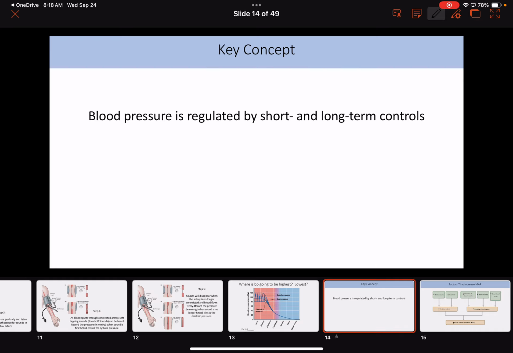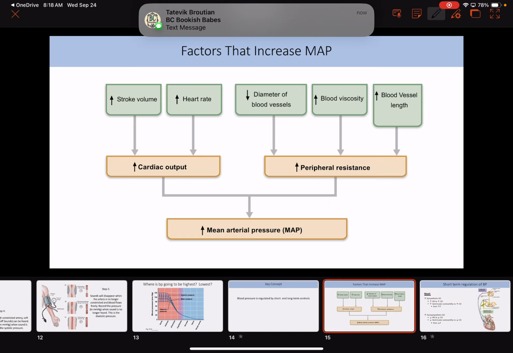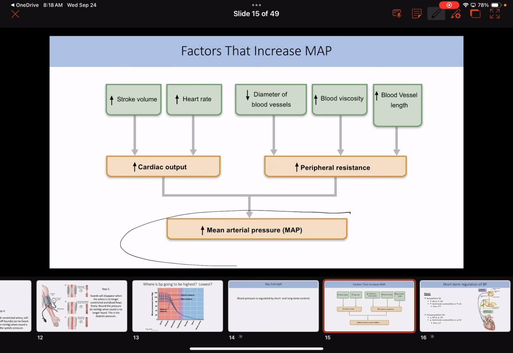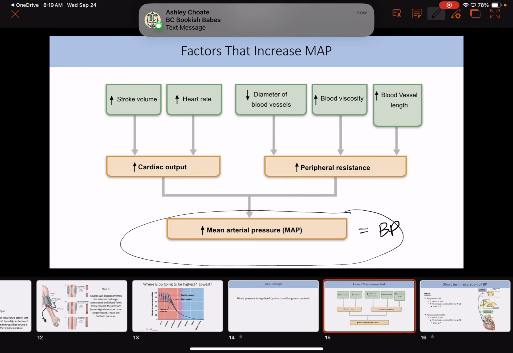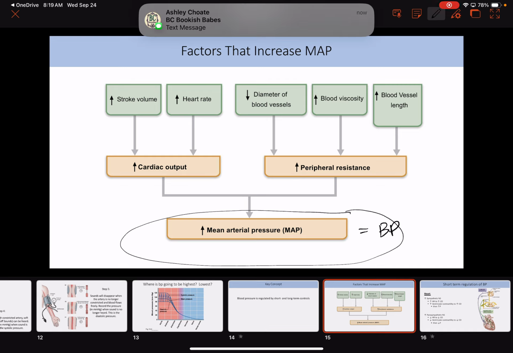So blood pressure is controlled or regulated by short-term and long-term controls. This is a diagram showing how to increase mean arterial pressure. Mean arterial pressure is essentially your blood pressure. And so ways that we can increase blood pressure: if you increase stroke volume, so if you have an increase in contractility, you're going to increase cardiac output, which increases your blood pressure. Also, if you increase heart rate, if you're in fight or flight mode and your heart is beating faster, then you're going to have a higher cardiac output and therefore a higher blood pressure.